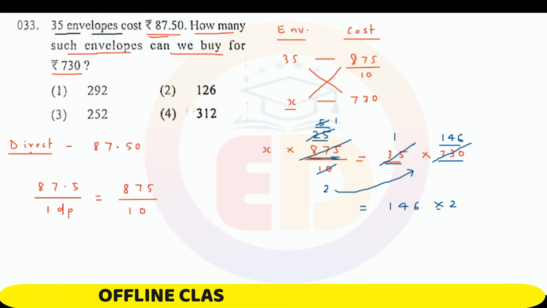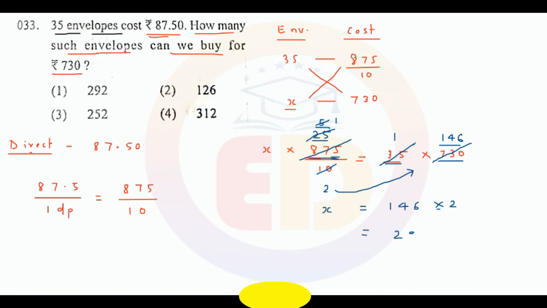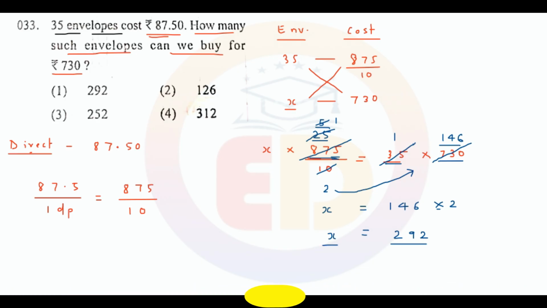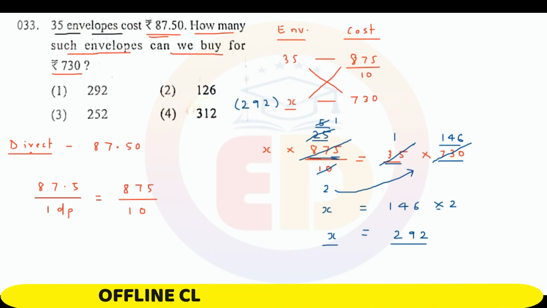So value of X will be 146 multiplied by 2, which is 292. So if we have 730 rupees, we will get 292 envelopes. So our answer is option number 1.